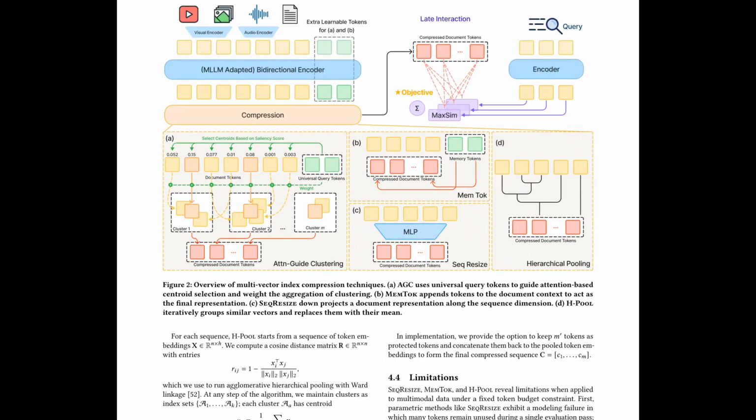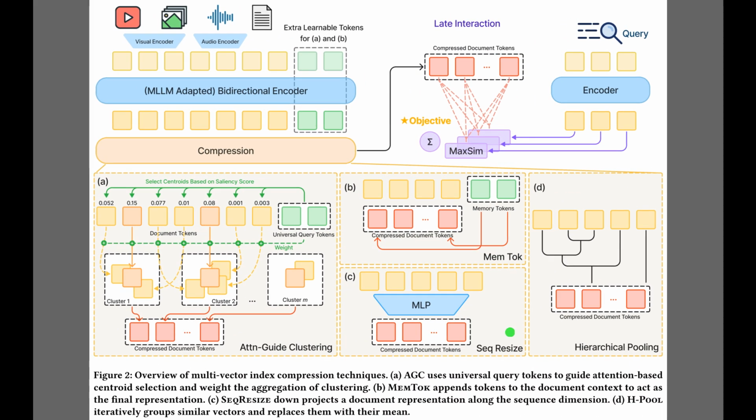Alright, Figure 2 breaks down the specific compression techniques the authors explored. The top diagram outlines the shared workflow. Multimodal inputs pass through an encoder, get compressed into a fixed set of tokens, and are then stored for retrieval. The bottom section details the 4 strategies, starting with Panel A, their novel attention-guided clustering. Here, learnable universal query tokens scan the document to identify key regions, using these as anchors to cluster and aggregate the remaining data.